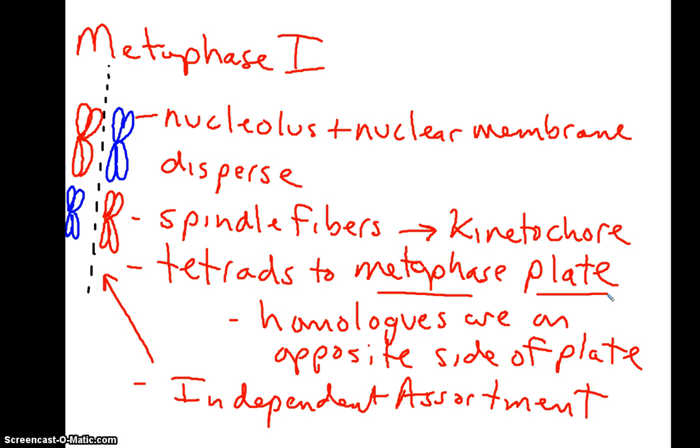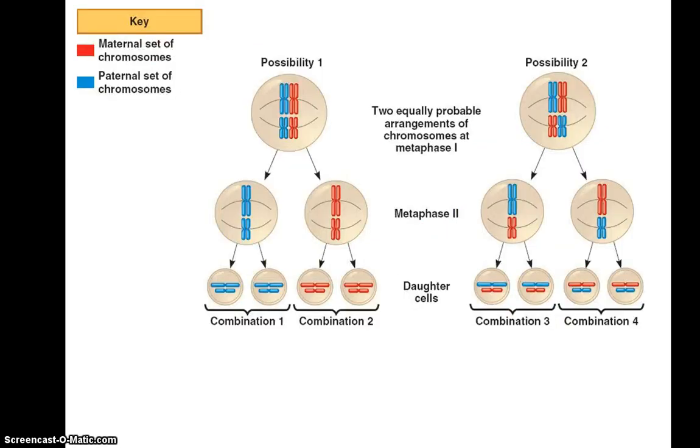It's here where independent assortment can take place because it's random as to if the maternal or paternal DNA ends up on one side or the other. So if we look at two sets of chromosomes, blue is dad, red is mom, and there's two possibilities. We can either have all blue on one side, or we can flip-flop over here on the right. We can have red and blue switched up. And the big thing to remember, each of those will result in a different combination.